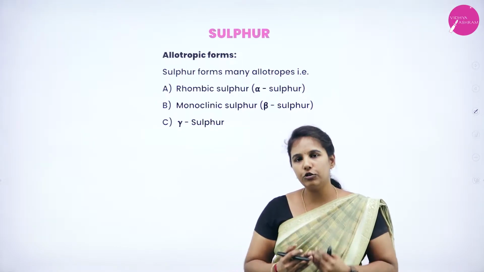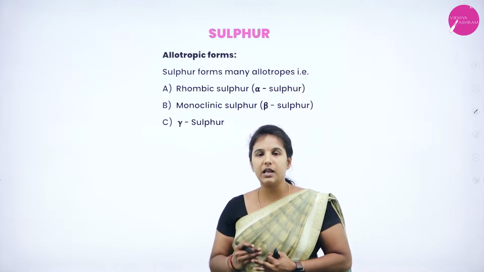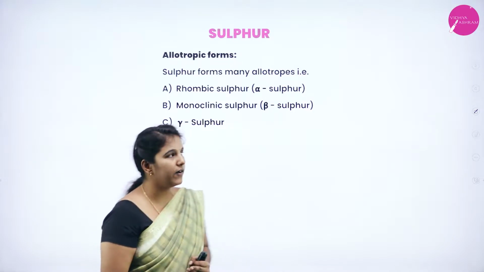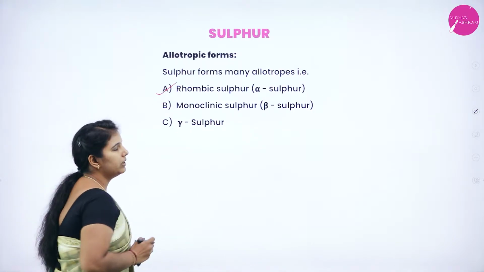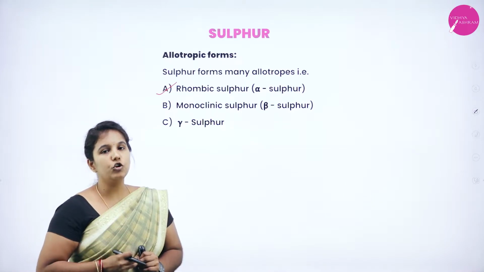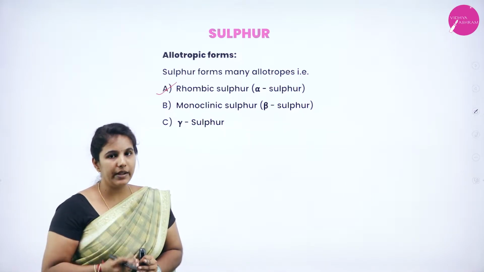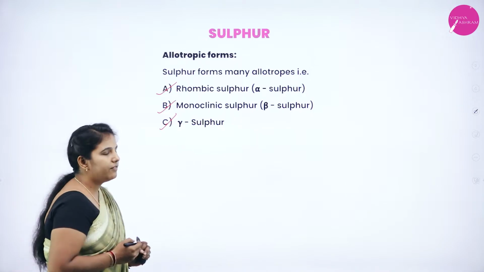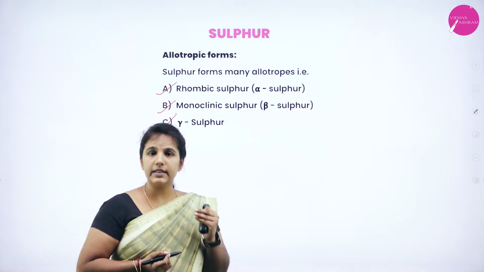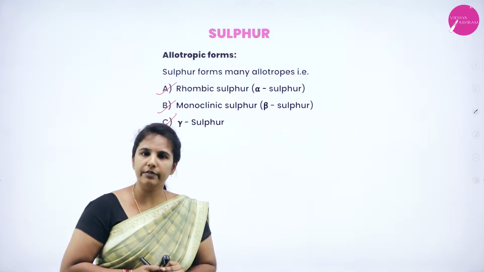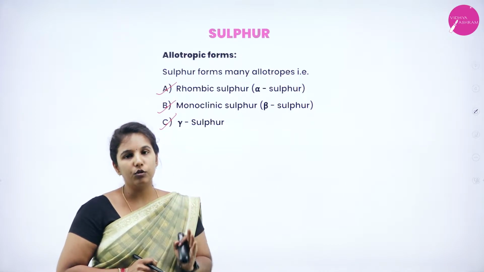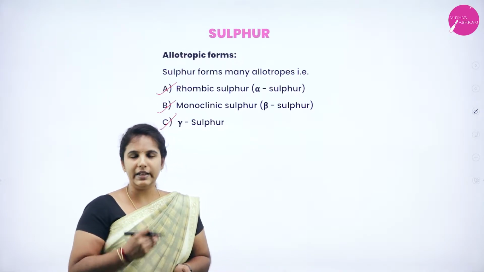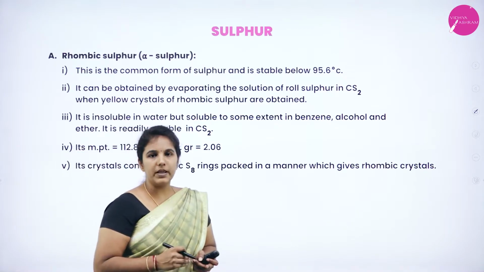Sulfur has three main allotropes. The first one is rhombic sulfur, which is known as alpha sulfur. The second one is monoclinic sulfur, which is known as beta sulfur, and the last one is gamma sulfur. So, in sulfur, how many allotropes can be formed? There are three main allotropes: rhombic, monoclinic and gamma sulfur. We will discuss them one by one in detail. First, I will go with rhombic sulfur.